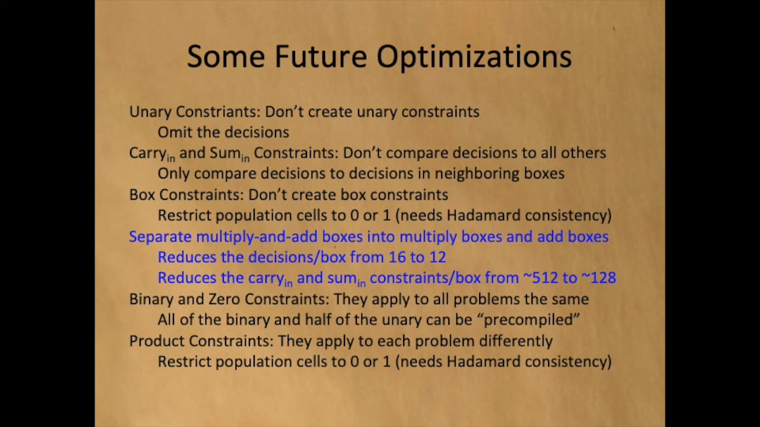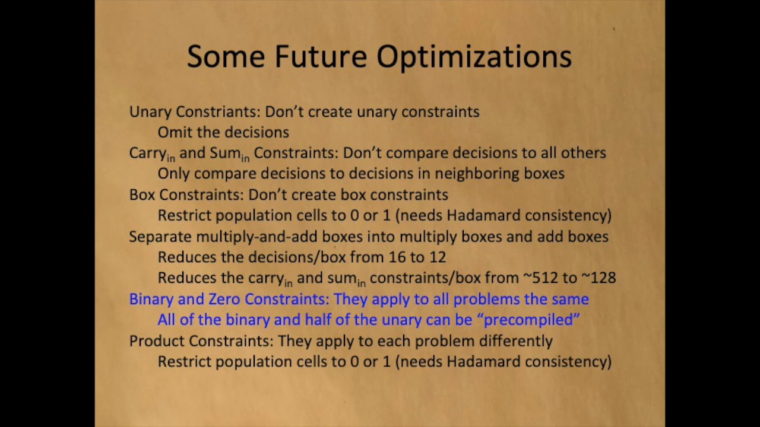If we separated the multiply and add boxes into multiply boxes and add boxes, this would reduce the number of decisions per box from 16 to 12, and it would reduce the number of carry-in and sum-in constraints per box from around 512 to about 128, or a factor of 4.